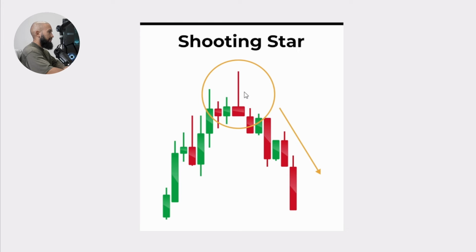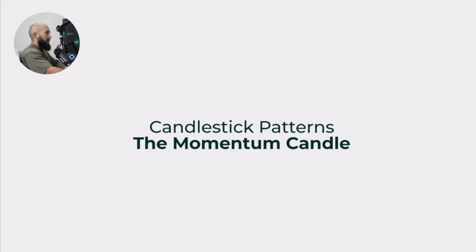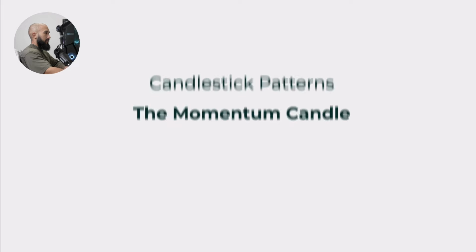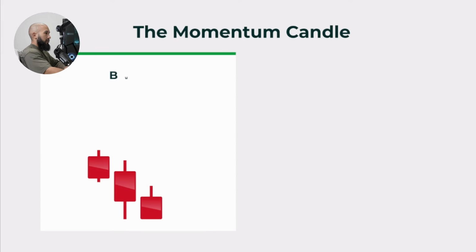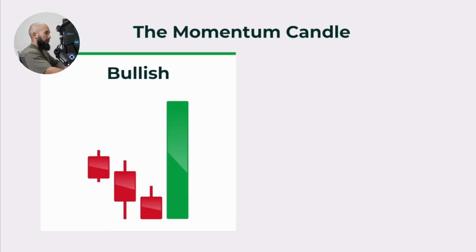We're at the top of an upward trend, and that's why this is a shooting star and not an inverted hammer candle. Alright, the next candlestick pattern we have is the momentum candle. Now, a momentum candle is characterized by a long body and either a short wick or no wick at all. It's pretty much one big candlestick, like we see here, with a lot of volume.